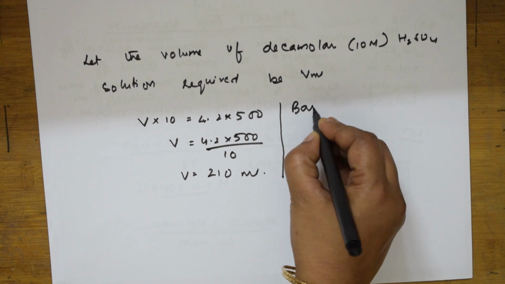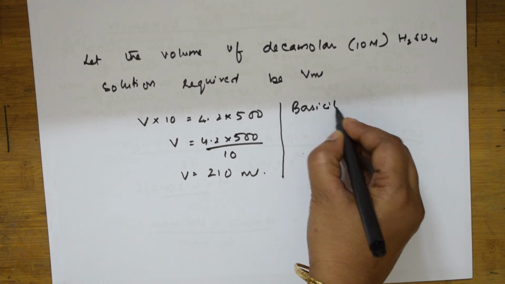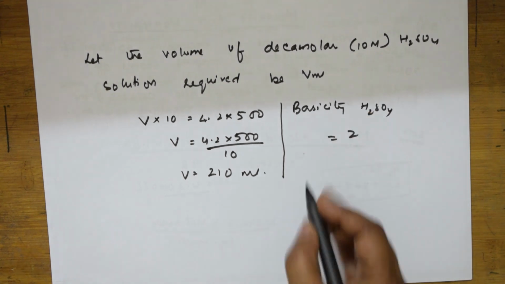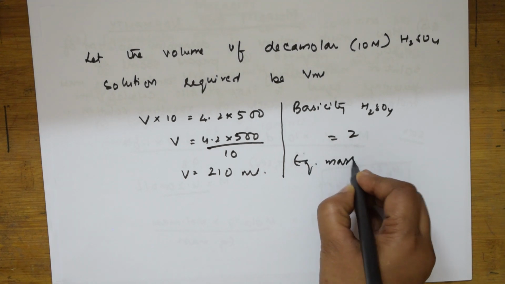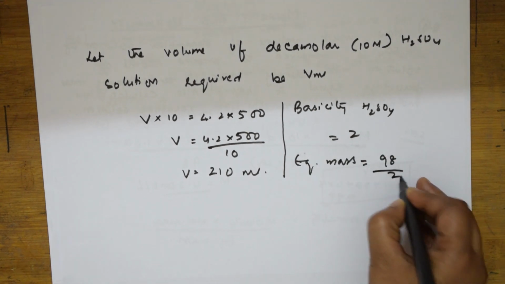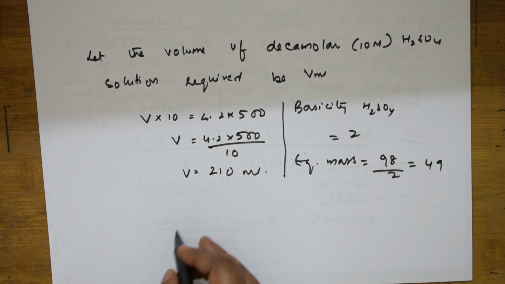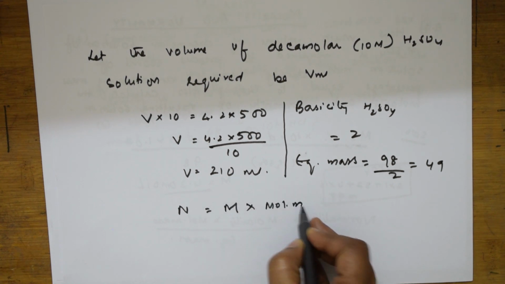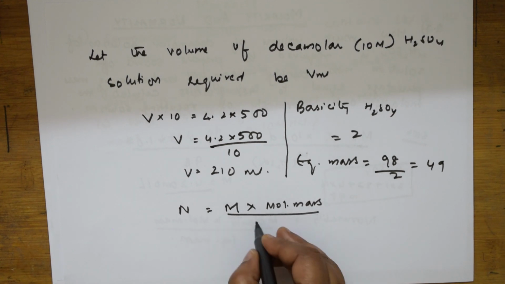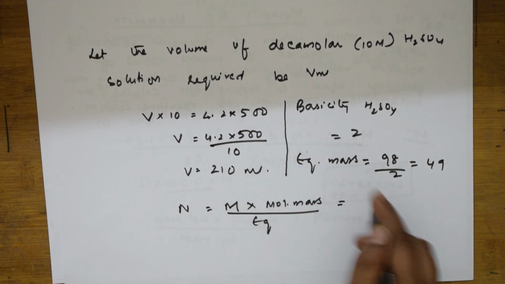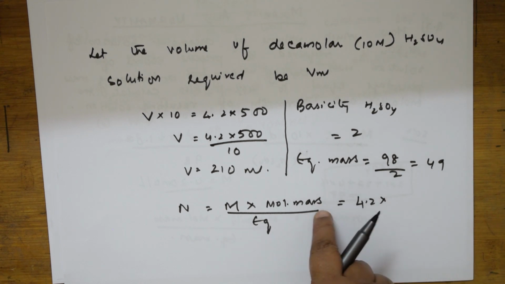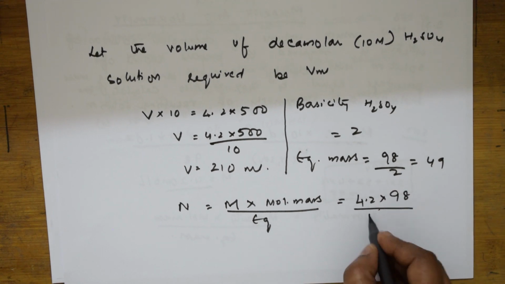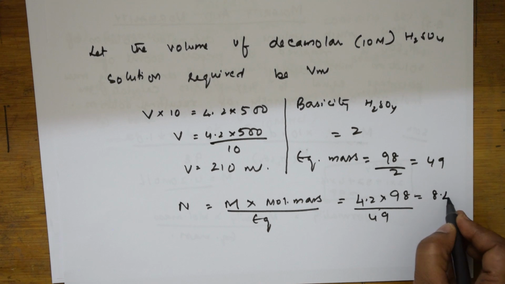Now, what is basicity? The basicity of sulfuric acid, H2SO4, is 2, isn't it? Yes, 2 ionizable ions. So now calculate the equivalent mass. Equivalent mass of sulfuric acid is equal to molar mass divided by basicity. It comes to 49. Now it's easy for me to substitute. Normality is equal to molarity into molar mass divided by equivalent mass. What is molarity? I got 4.2. The molar mass of sulfuric acid is 98. The equivalent weight I got is 49. So when I calculate, I get an answer of 8.4 normality.